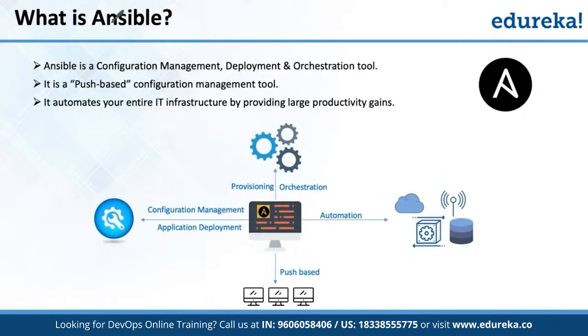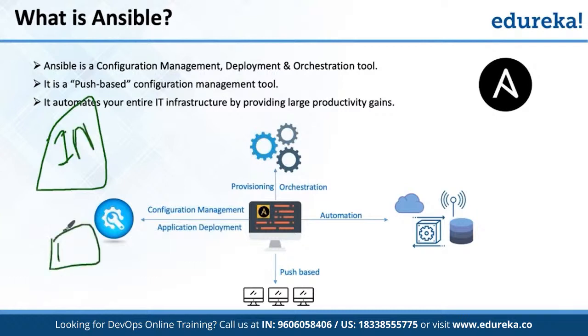So guys, in Ansible, we have three principal components: one is inventory, one is playbook, and one is module. Let's see how they work. The first component here is inventory, and then we have something called playbooks, and then we have something called modules. These things are connected to something called Ansible config.